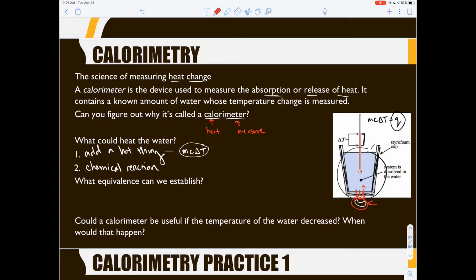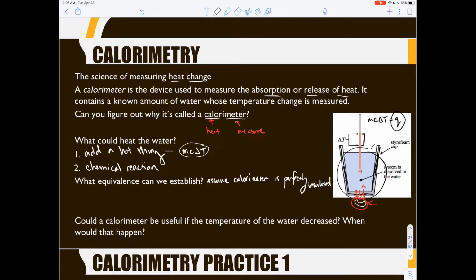Okay, so what equivalence can we establish if we assume that the calorimeter is perfectly insulated, which is, of course, completely incorrect because it's a styrofoam cup. But it's not a bad assumption. Lots of energy can get out the surface of the water, and also styrofoam is a good insulator, but it's not a perfect insulator.